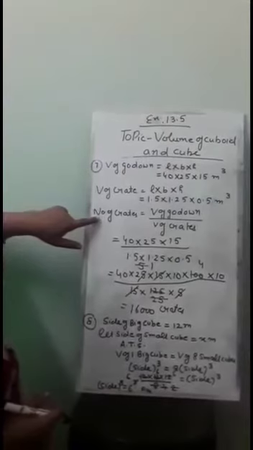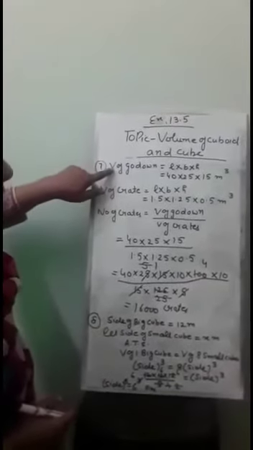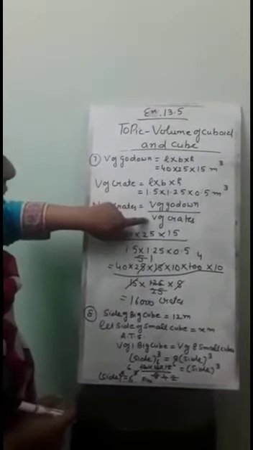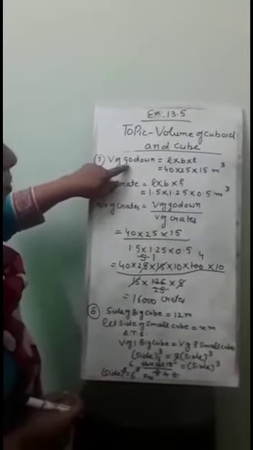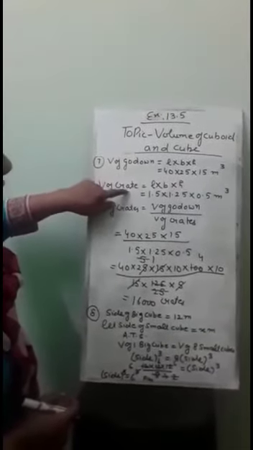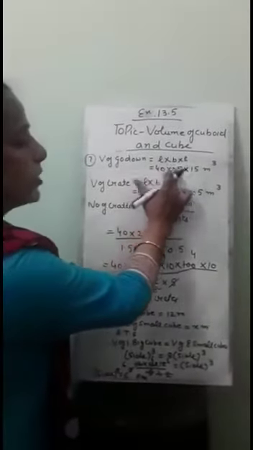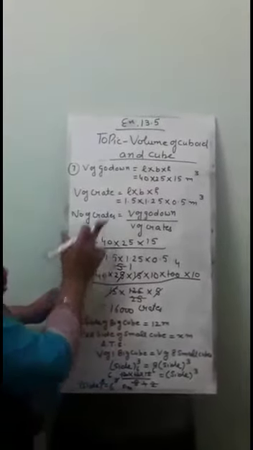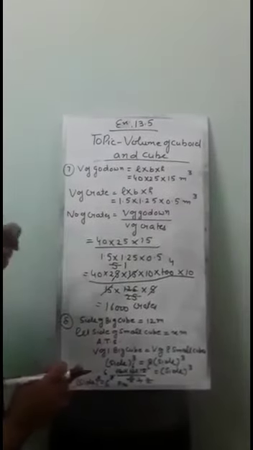If we want to find the number of crates, what we will do? We will divide the volume of the go down with the volume of the crate. Why? Because the crates are to be put inside the go down. So the go down is bigger than the crate. Clear? We will divide the volume of the go down, which is 40 into 25 into 15, with the volume of each crate, which is 1.5 into 1.25 into 0.5. ठीक है? Then do the cutting.